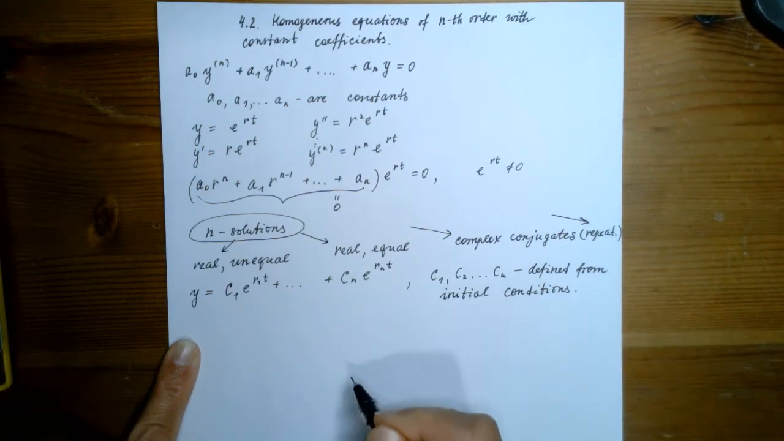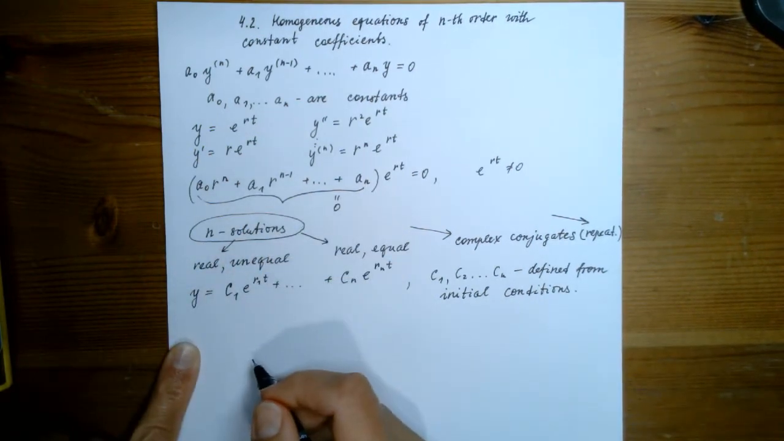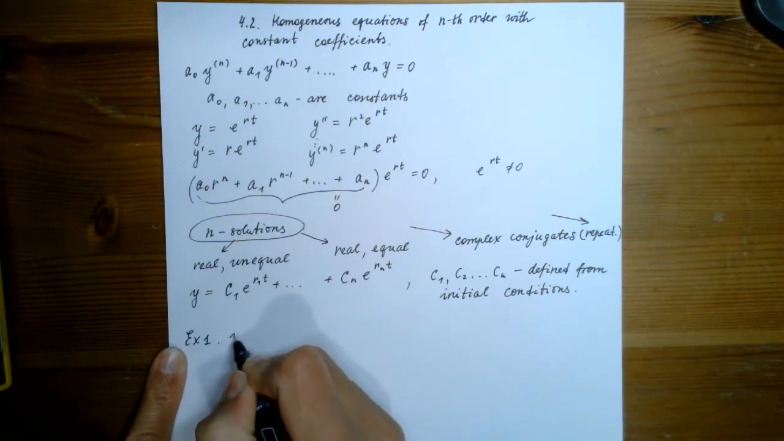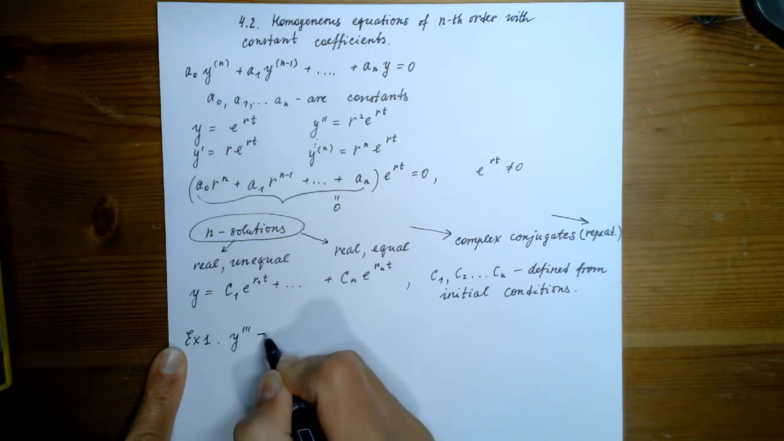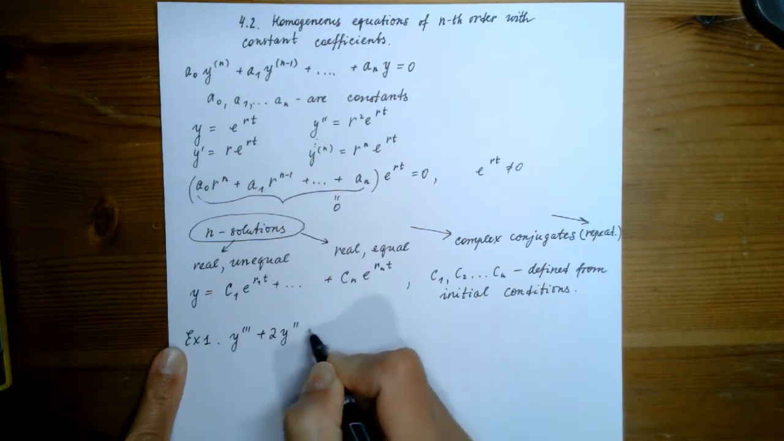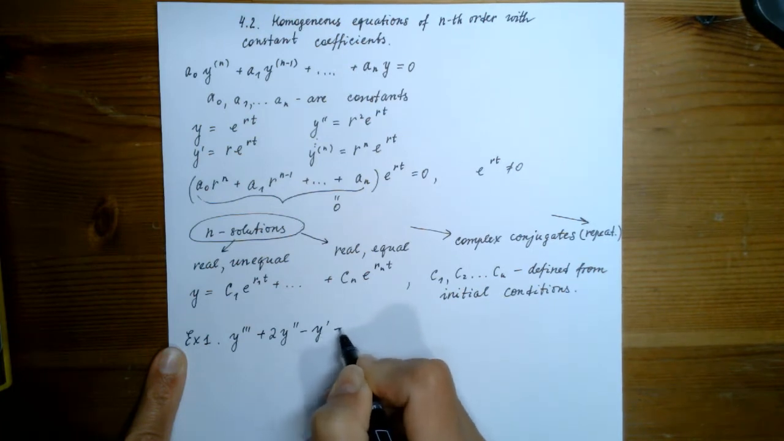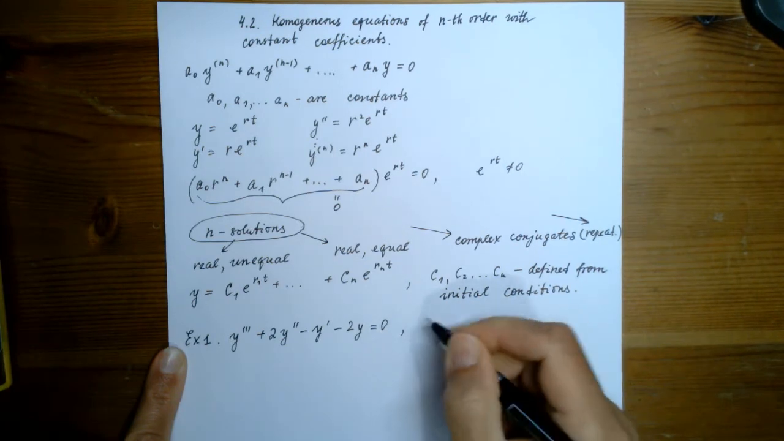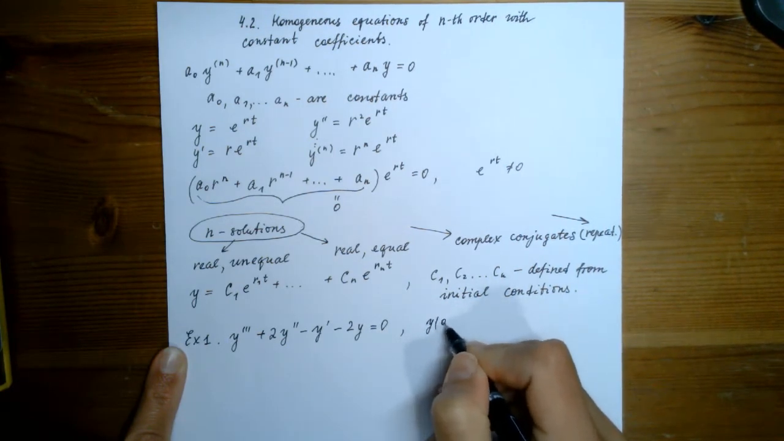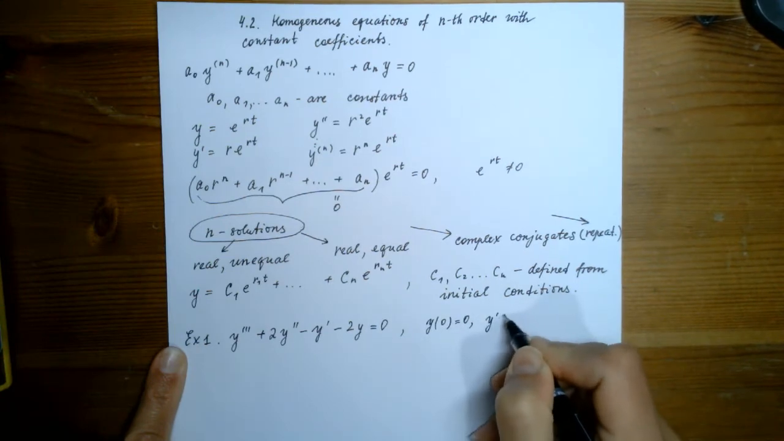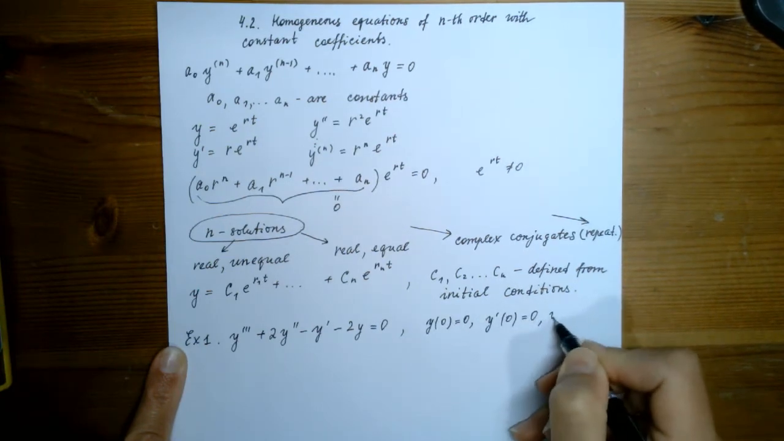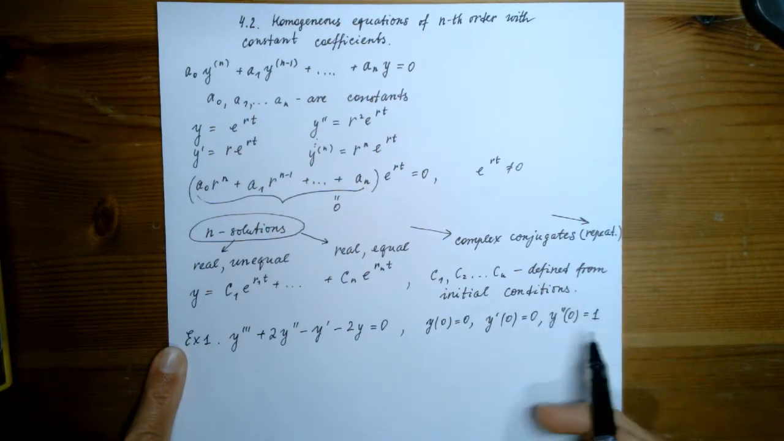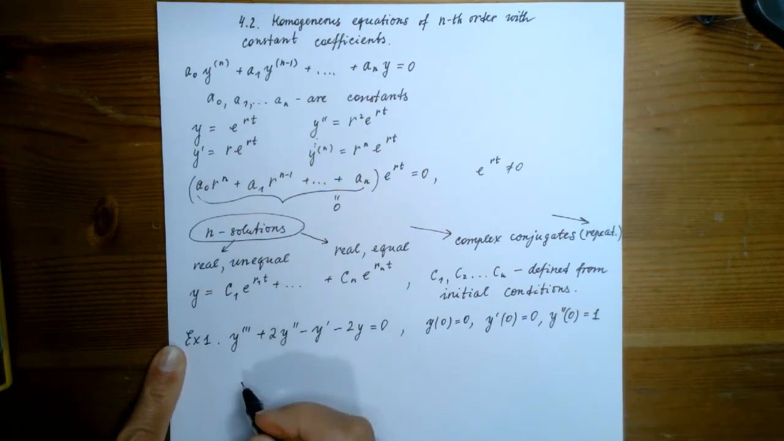We're going to consider an example. It's very difficult to discuss a theory if we don't have any examples. So I'm going to start with example number 1. Example number 1: third derivative of y plus 2 second derivative of y minus first derivative of y minus 2y equals 0. I'm going to set up an initial value problem. y of 0 equals 0, y prime of 0 equals 0, y double prime of 0 equals 1, right? Why do we have 3 initial conditions? Because it is an equation of the third order, right?